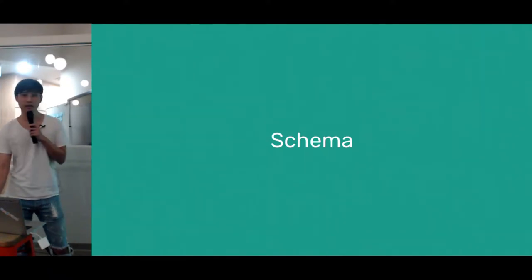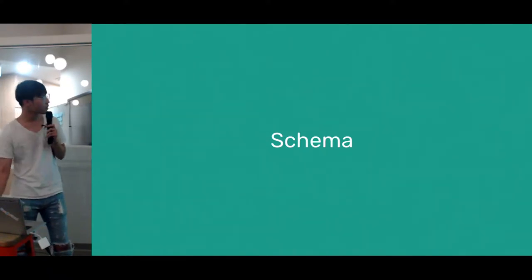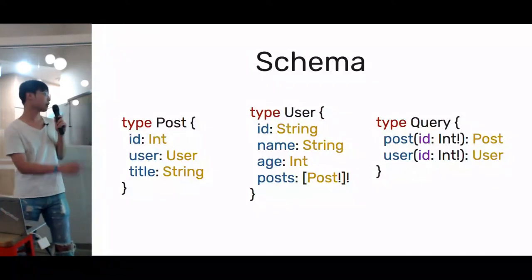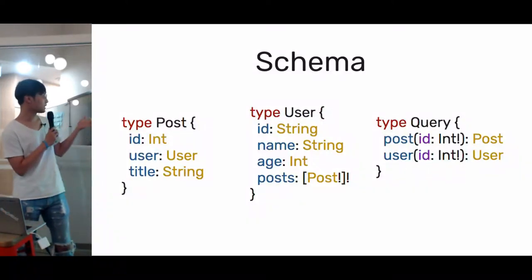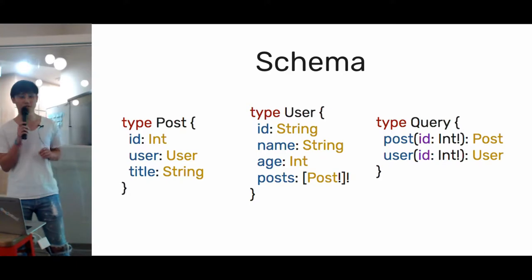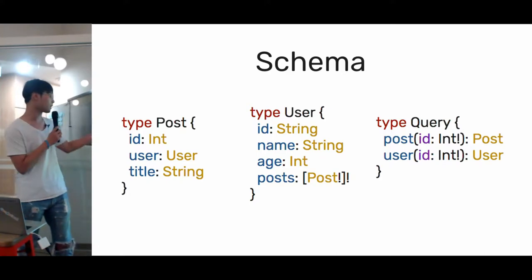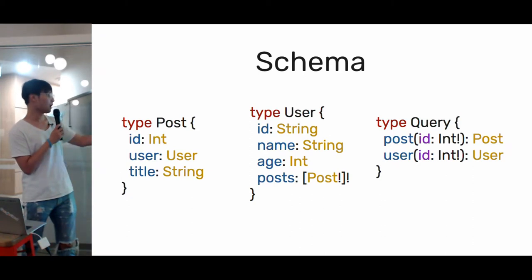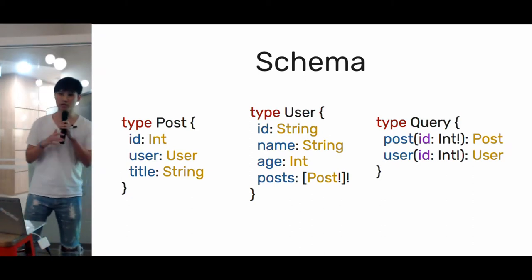And for every client that wants to request from you, so this is how a schema looks like. It has type definitions like in TypeScript or Flow, right? It has primitive types, it has arrays, and you can do an array of another type as well. So this is very simple.